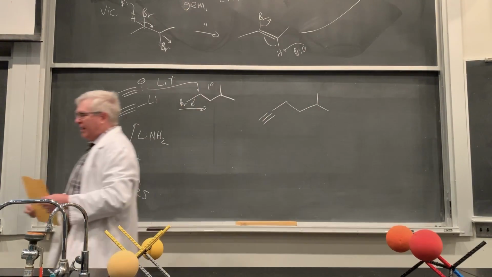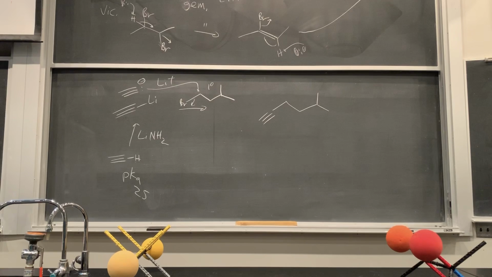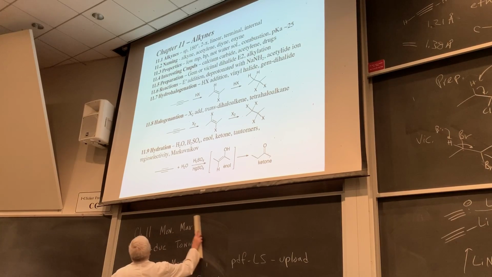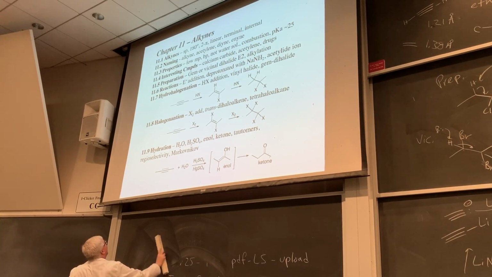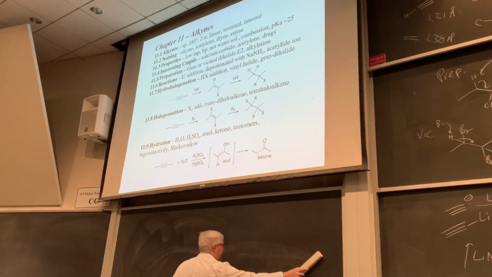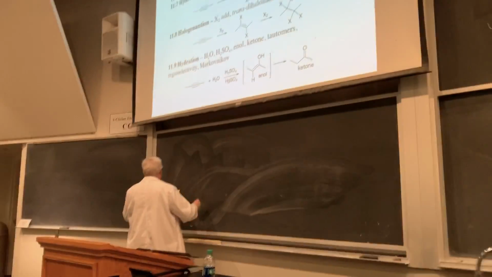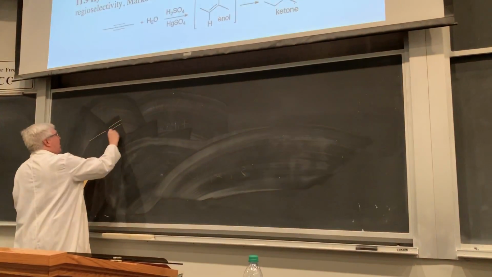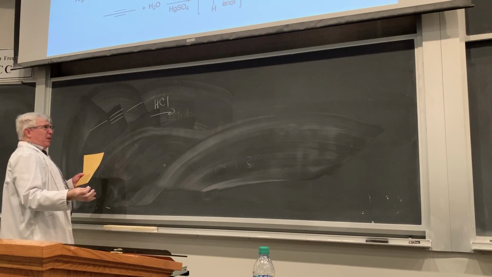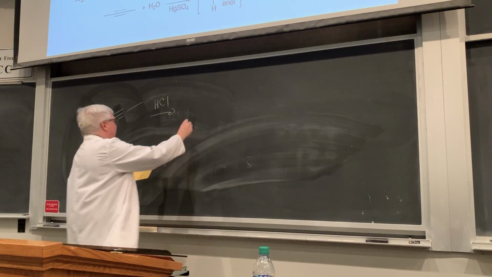All right, let's get into the reactions. Let's get into the electrophilic additions here. So first we'll look at hydrohalogenation, and then we'll do halogenation, hydration, and hydroboration. Okay. So here's our first one. Let's take butyne and treat it with HCl or HBr. Those are the main ones we're going to look at.